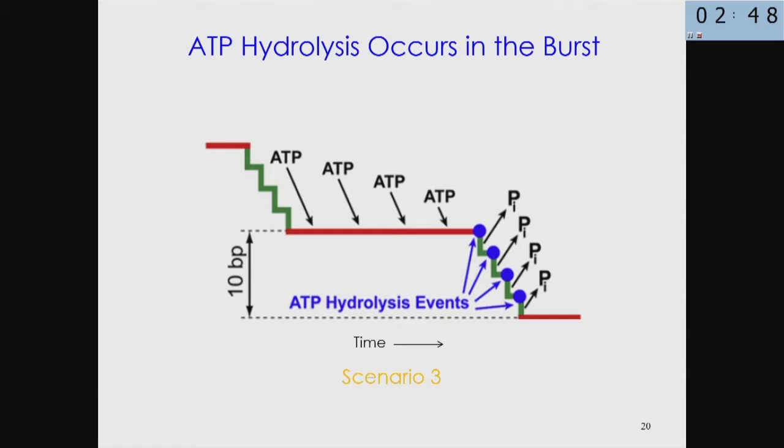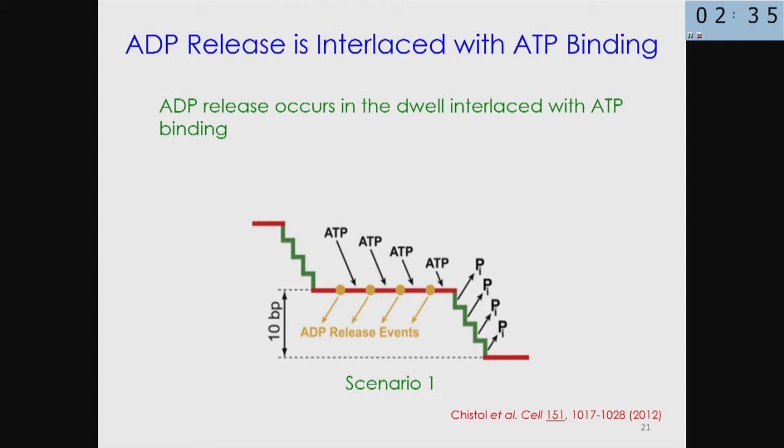I will not bore you with how we actually determine that. By using similar approaches, it's possible to show that ADP is released during the dwell, and in fact in an interlaced fashion with the binding of ATP. And for those of you who are biochemists, I'll remind you that what this scenario predicts is that since one ATP has to leave in order for one ATP to bind, and one has to leave for another one to bind, and so on and so forth, at any given time, the motor only has one ATP binding site available, open to be bound by ATP.